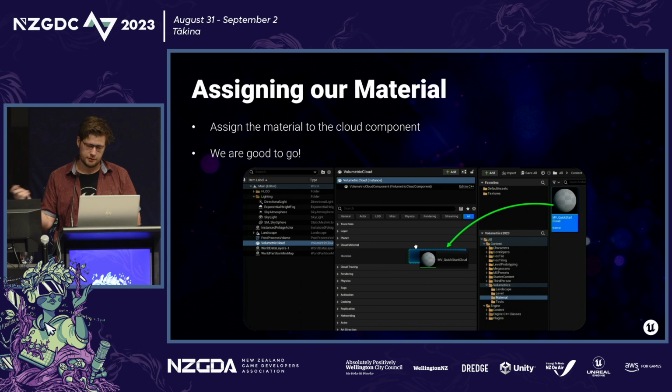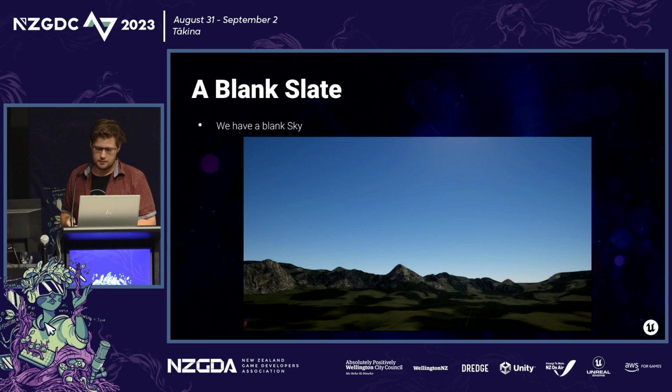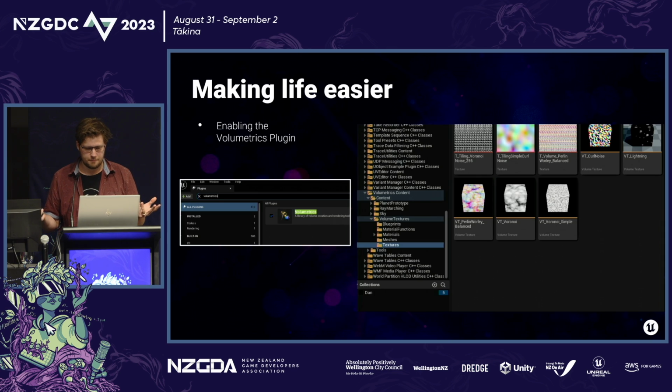And then we take that material and we drag it onto the cloud actor, and we're good to go. We have a blank setup. Nothing at the moment is plugged into that extinction slot, so we're getting no clouds.